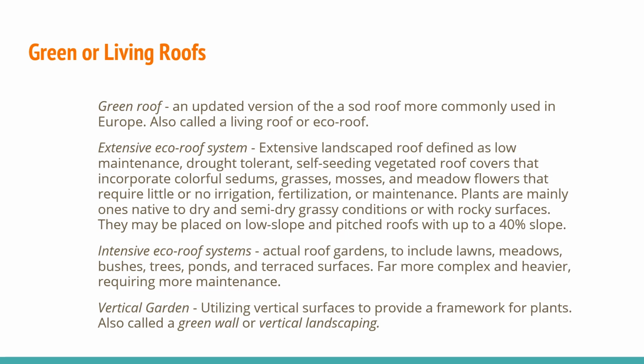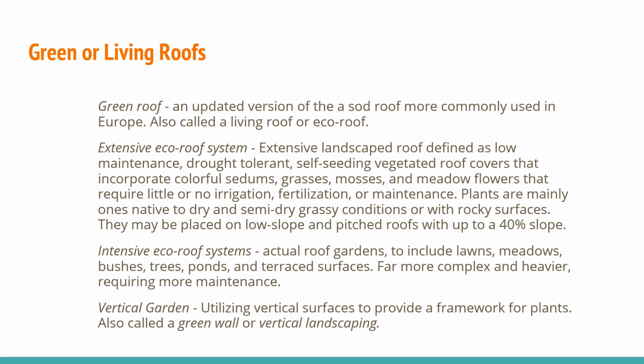It's also called a living roof or an eco roof. It's meant to be low maintenance, drought tolerant, a self-seeding vegetated roof that requires little or no irrigation, fertilization, or maintenance. Obviously, people aren't going to be getting up onto the roofs to water the green grass. We're looking at incorporating native plants so that they can be independently functioning. And we ideally want to place them on low slope and pitched roofs with only approximately a 40% slope.